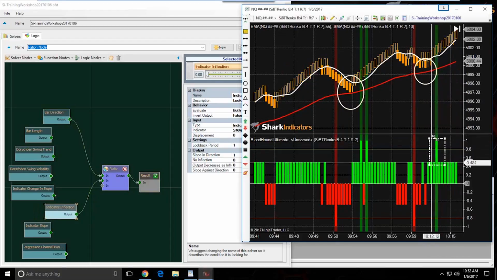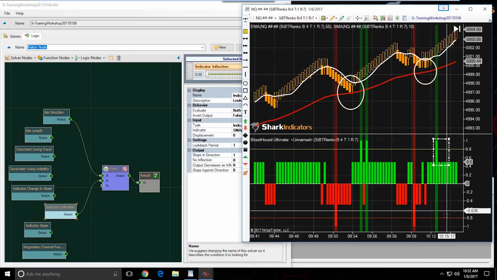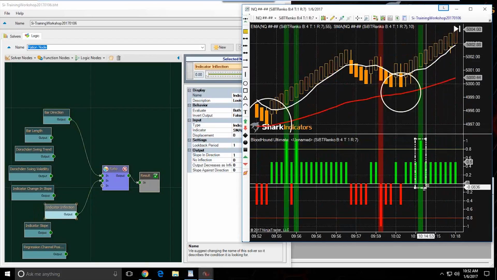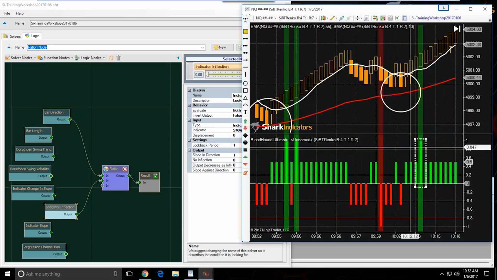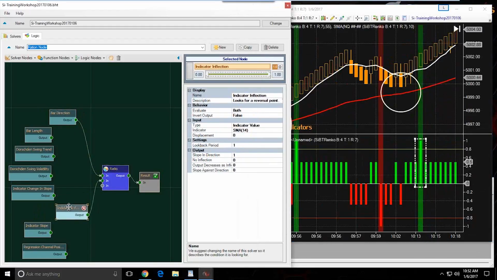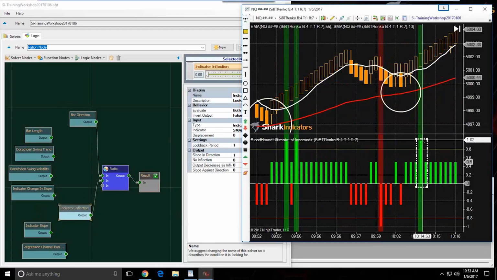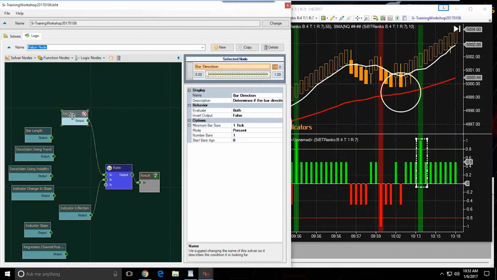Now, you can see on this one bar here, let's stretch this out, we actually have 100% output there. This bar here equals 1, and that's because both solvers have a long output. So if you take 50% plus another 50%, that equals 100%. And so this bar has 100% output. So the ratio node is just taking the number of solvers that you plug into it and creating a ratio of the number of solvers that you plug into it.